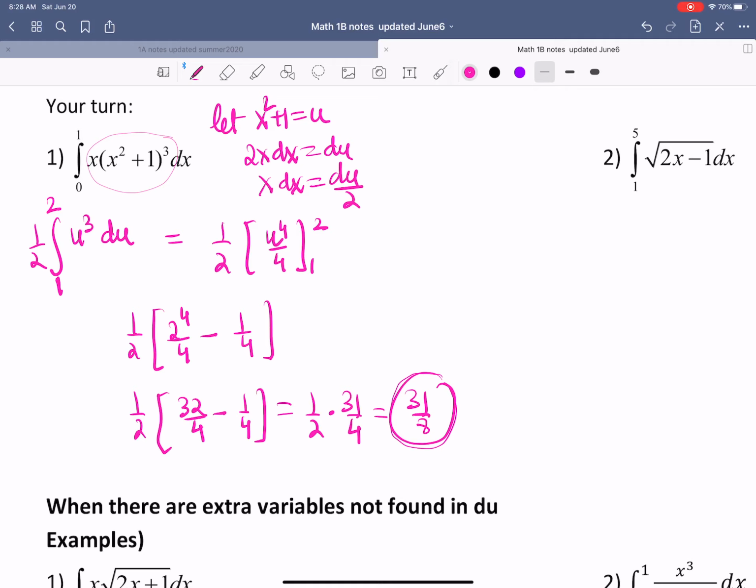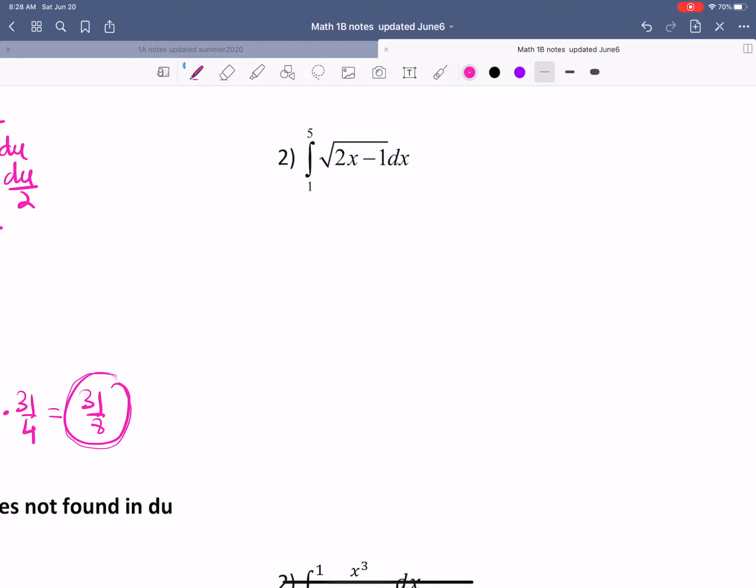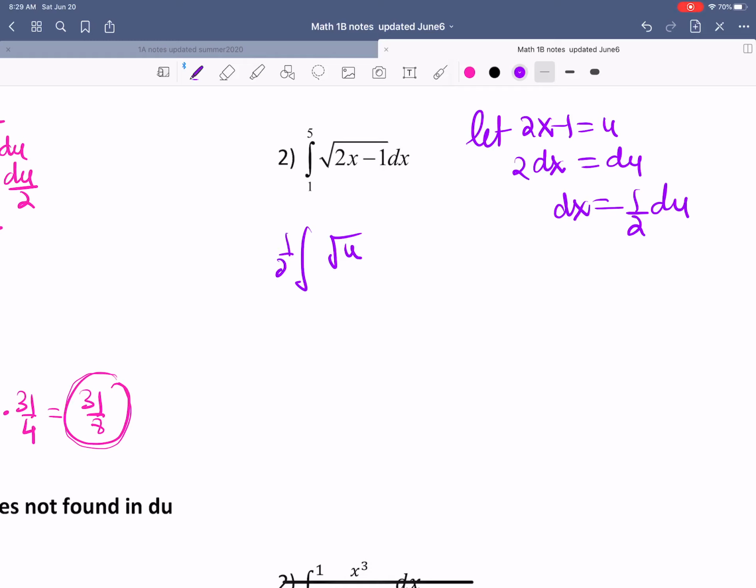1. Okay. Next example. Here, I don't have any x sitting outside in the front, so I'm going to let 2x plus 1 be the u, 2 dx will be du, dx is 1/2 of du. Okay, so we have square root of u, half of du. When x is 1, u would be 1. When x is 5, u would be 9. Okay, so we have 1/2. U to the power 1/2 plus 1 is 3 over 2. Also divide by 3 over 2, which is multiplying by 2/3.